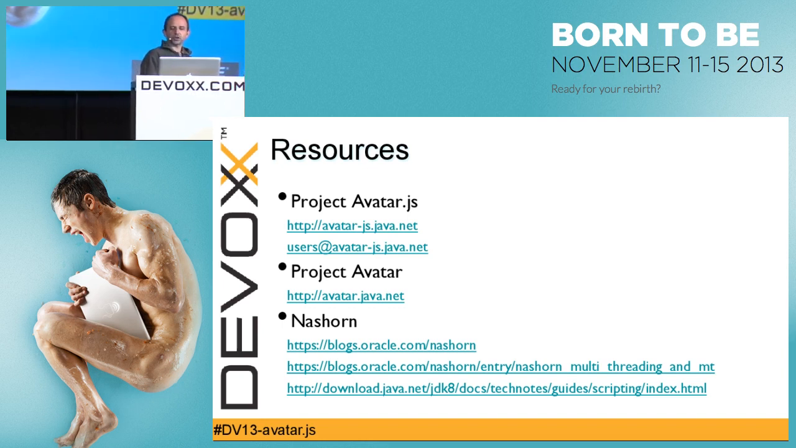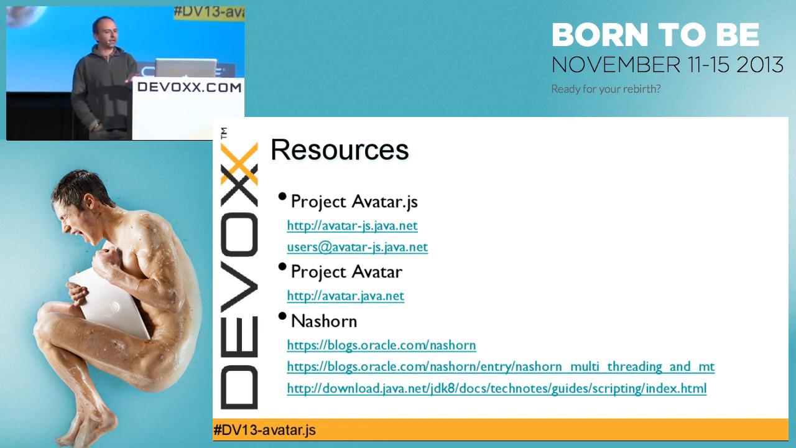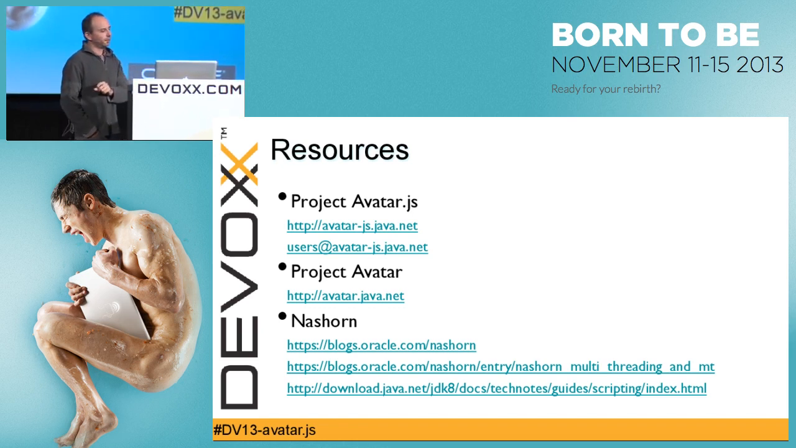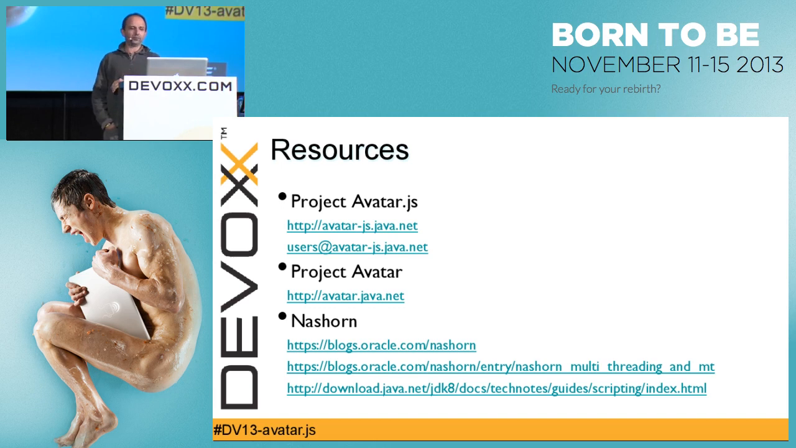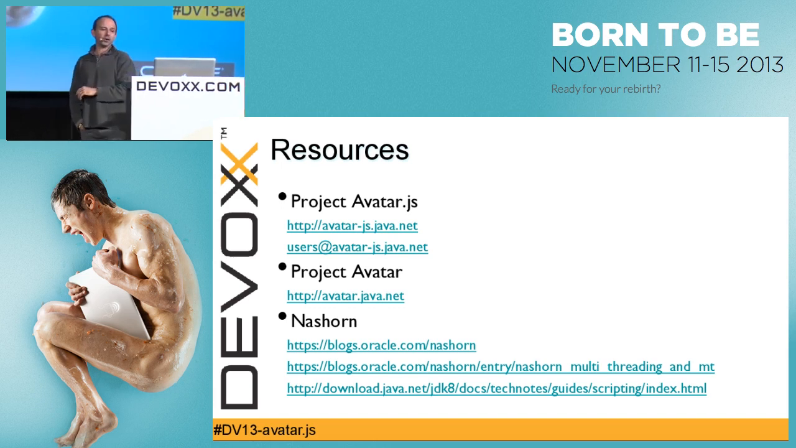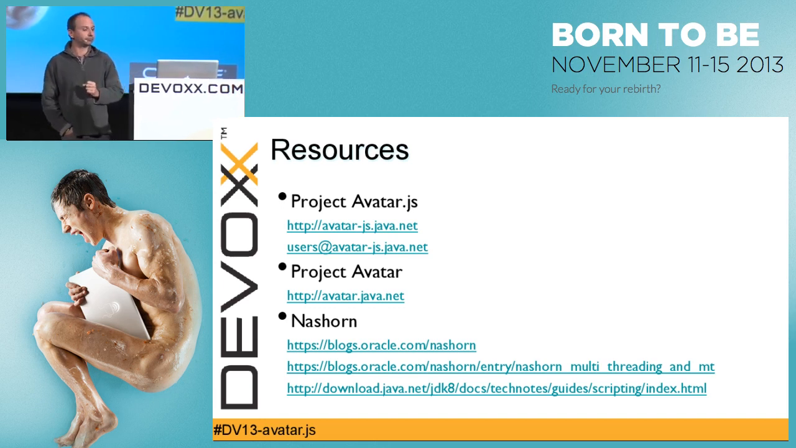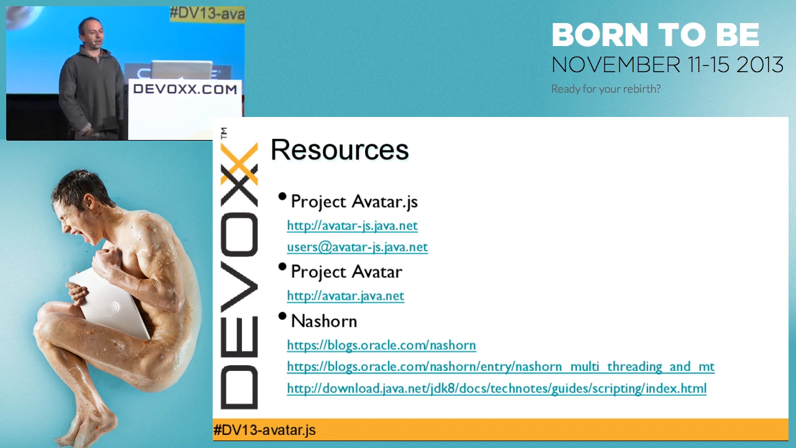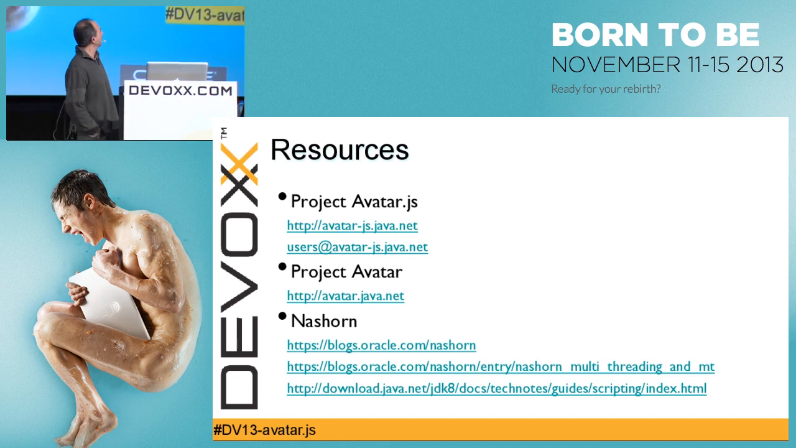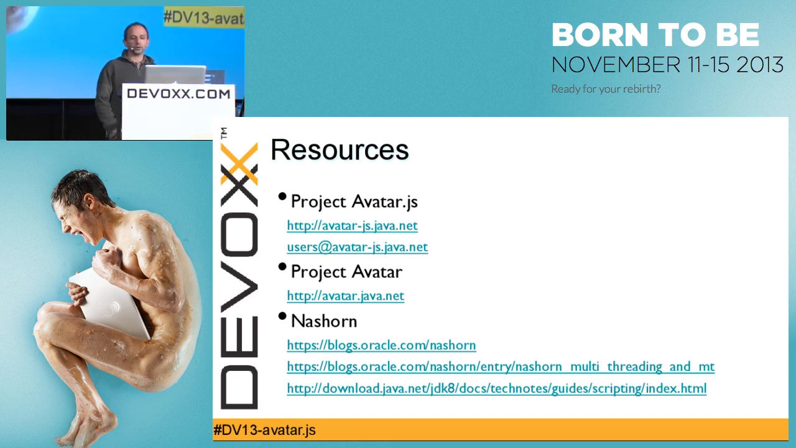There is a lot of information, and one of these is the second link I give there. It is a thread safety article, so a must-read definitely for Avatar.js, but Nashorn in general. And if you are new to scripting on the JVM, this article at the end is a very good introduction to discover how to do JavaScript on the JVM.